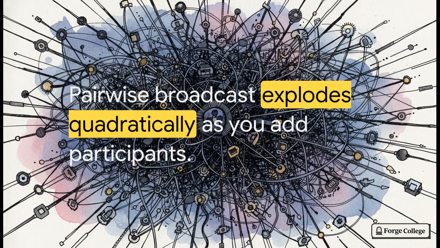And this brings us to the O(N²) communication complexity problem. Now, I know that sounds highly academic, right? But just imagine 50 people locked in a room where everyone has to shout at everyone else simultaneously just to agree on what to order for lunch. The noise would be absolutely deafening. In a blockchain, if every single node has to broadcast to every other node, your messaging complexity explodes quadratically as you add participants. The result? Your system's throughput just completely collapses.